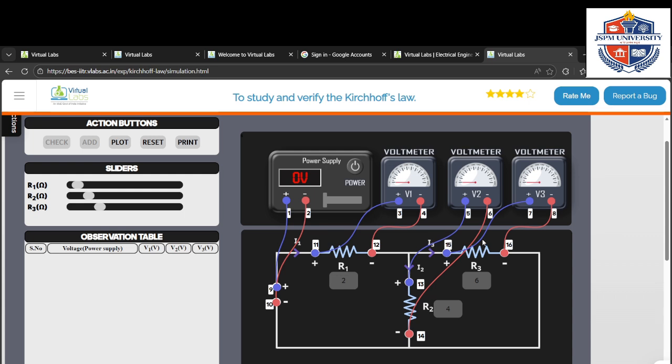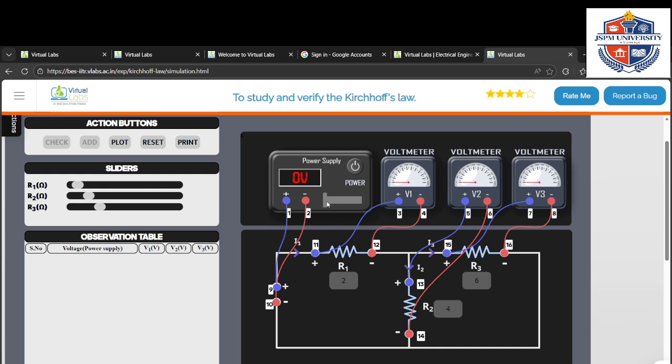Already we know R2 and R3 are in parallel, so the voltage across R2 and R3 is the same in the parallel connection. Then, with resistance R1, this is one small loop. We are applying some voltage here, and that voltage is nothing but the sum of the voltage across resistance R1 and R2. That is what we are going to learn. The vector sum of the voltage drops across the closed path is equal to 0.